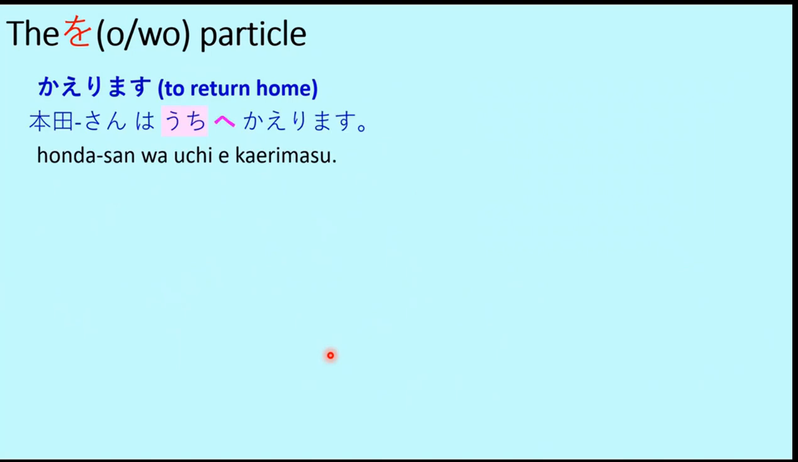Honda-san wa uchi e kaerimasu. That means Mr. Honda is returning to his home, or Mr. Honda is going back home. Honda-san wa uchi e kaerimasu. Uchi means home or house.